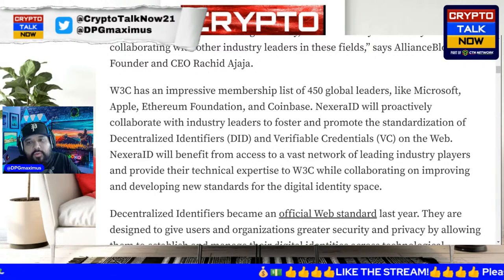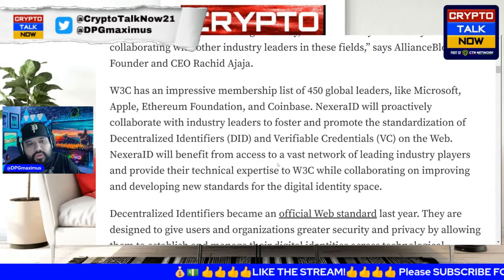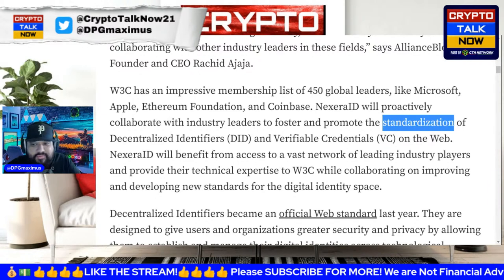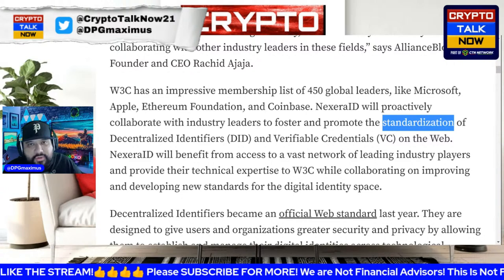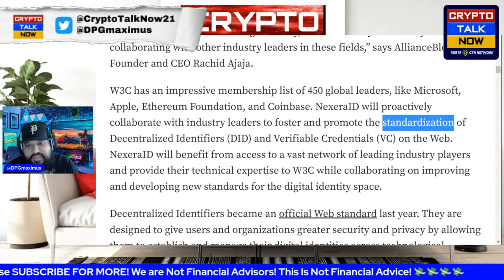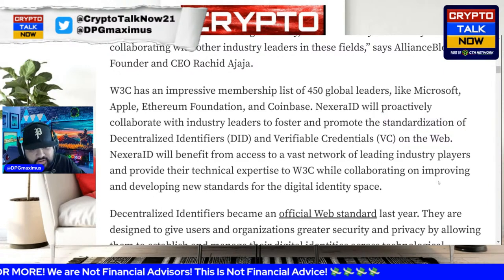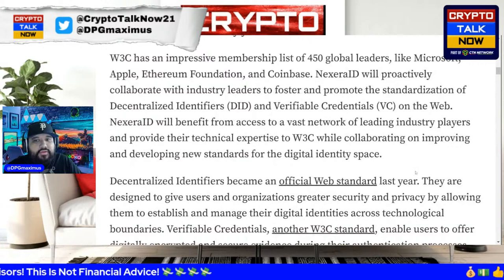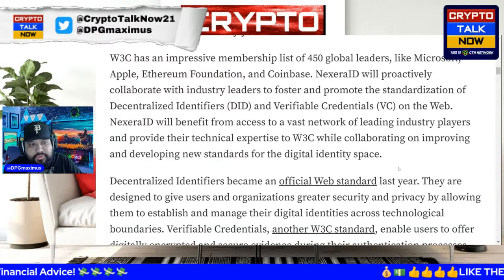NextEra ID will proactively collaborate with industry leaders to foster and promote the standardization. Did I make this up? No. They're looking to set the standard, right? So the standardization of decentralized identifiers, DID, and verified credentials, VC, on the web. Does that not sound bullish to you? It sounds pretty bullish to me.